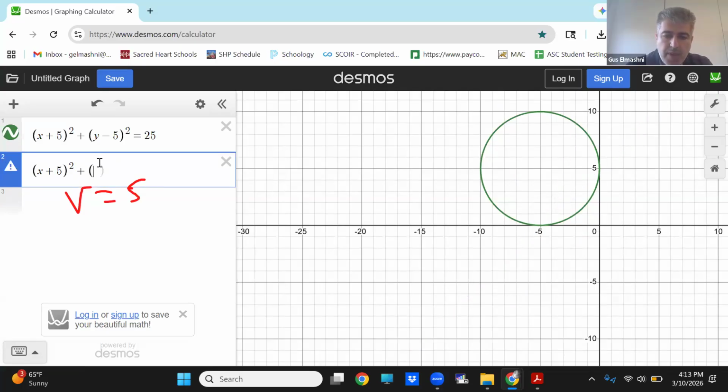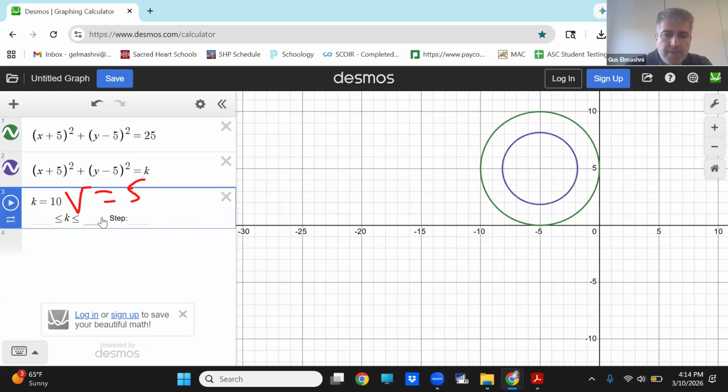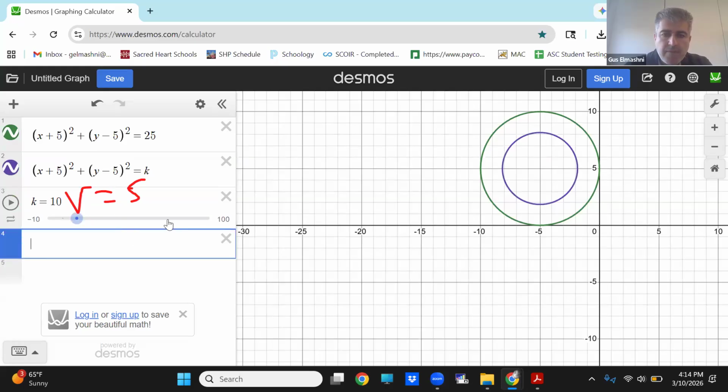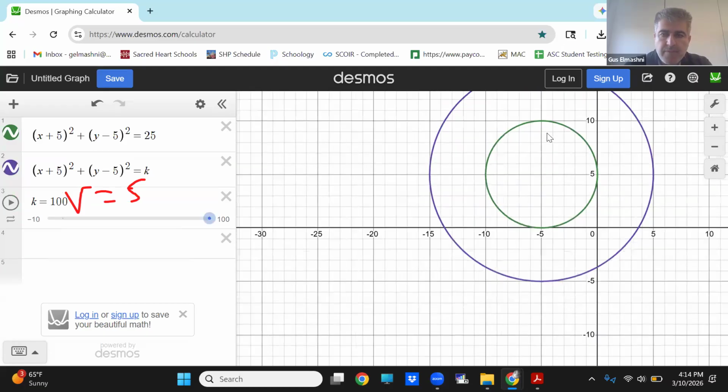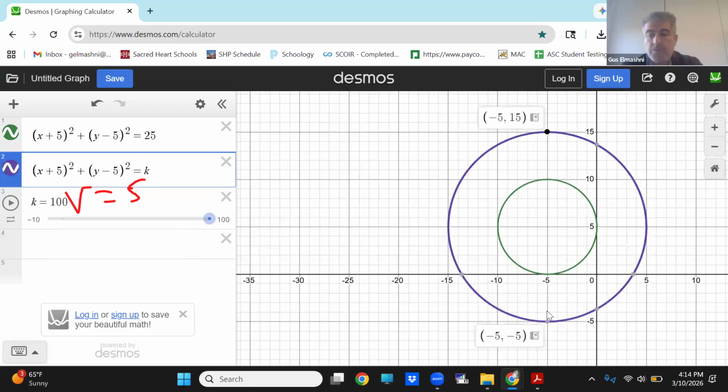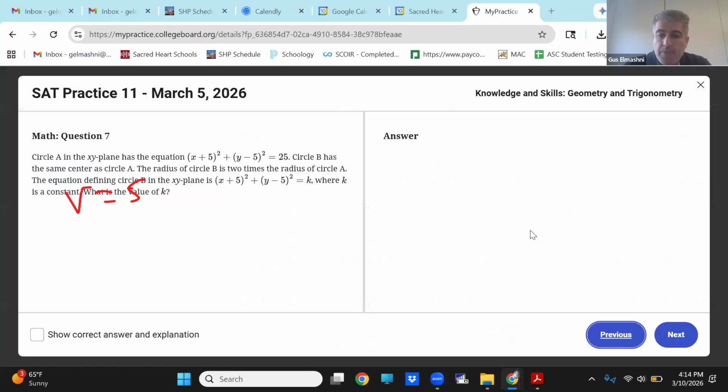If you don't know the formula, that's okay. And you just keep sliding it until you get what you want. And you see when I slide to 100, the diameter is 20, which is twice as much as the previous diameter, or twice as much as the radius, because that would be a radius of 10 then, where the previous radius was 5. So then, therefore, K has to be 100. So again, that's another opportunity to use Desmos.